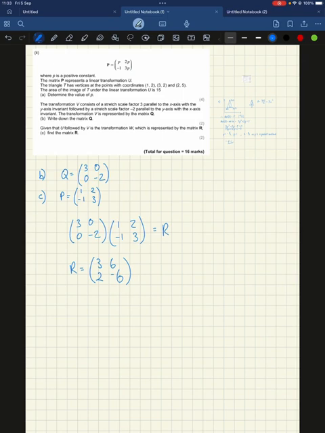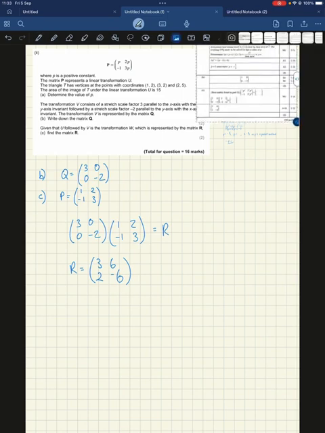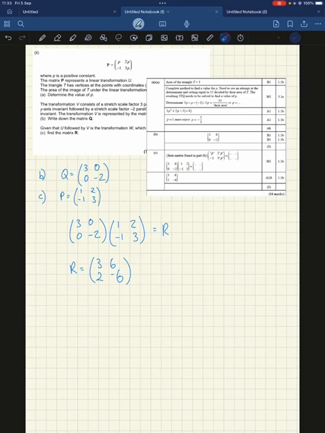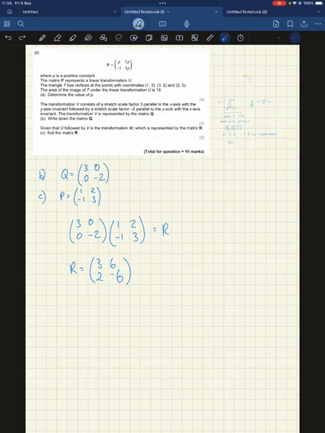So our matrix for R is 3, 6, 2, minus 6. Now let's just check if that's correct. The first one, part B, 3, 0, 0, minus 2, that. And then part C, 3, 2, 6, minus 6, so that's correct.